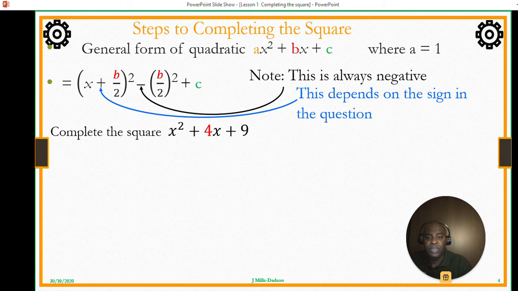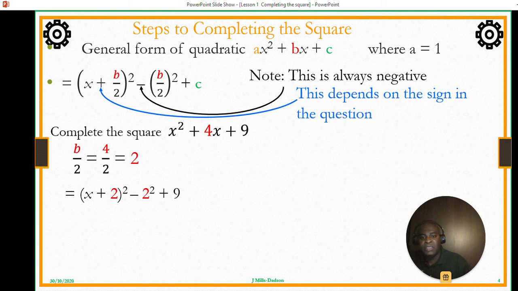x squared plus 4x plus 9. We first need to find out our b. And our b in this case is 4. 4 divided by 2 will give you 2. So we need to replace b over 2 here with 2 and just work it out. So 4 over 2 is 2. Replacing the formula, this is what we have. Then plus our constant 9 is what we have here.